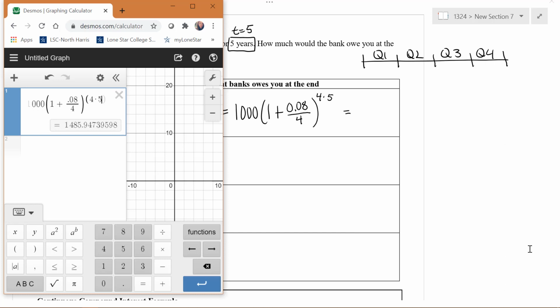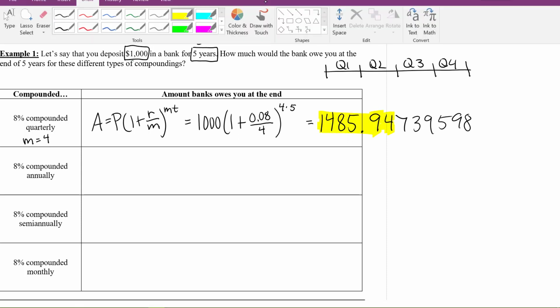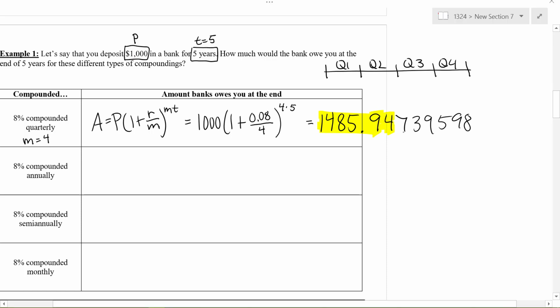$1,485 and how many cents? I'm going to round to the nearest 2 decimal places. Alright, so here's the answer that Desmos gave me. We always want to round to the nearest cent, which means the nearest 2 decimal places. So we round to the nearest cent because we're talking about money. Okay, so we want to keep 2 numbers after the decimal place.